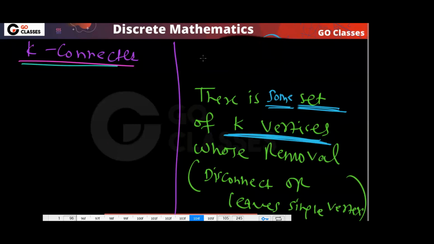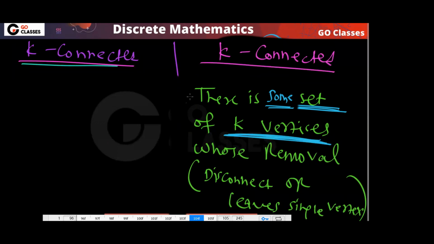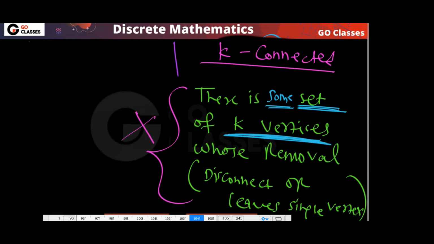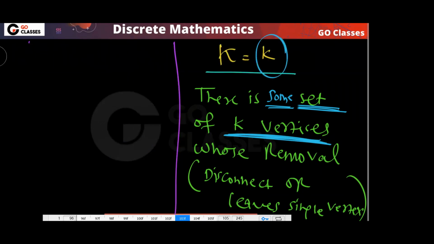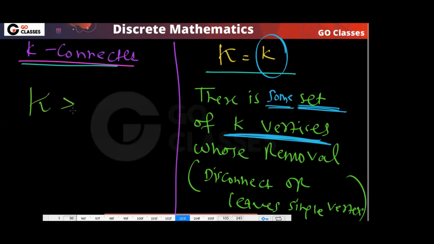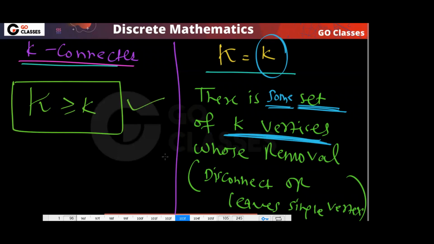The same statement you cannot say for k-connected. For kappa equal to k, we can say this statement. K-connected simply means that your connectivity number, kappa, is greater than or equal to k. It does not mean kappa is equal to k.